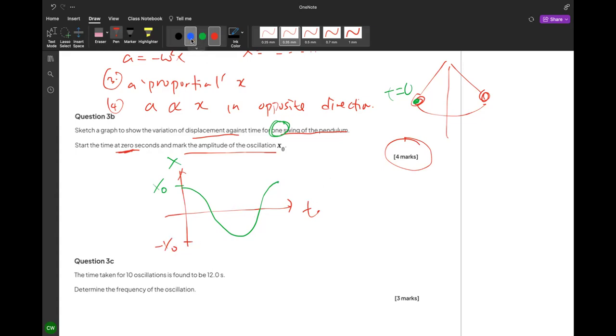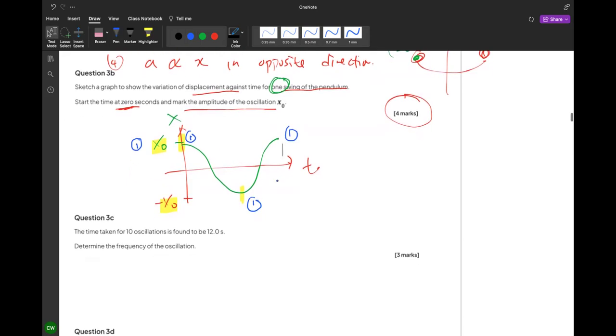Okay, if you remember to label these two, 1 mark for you. If you start from the highest point, 1 more mark for you. It shows that you go down to the lowest point, 1 more mark for you. And then one complete wave, 1 more mark. So altogether, 4 marks. 1 mark for the maximum amplitude, 1 mark for starting from this point, 1 mark for showing the lowest point, 1 mark for showing one complete wave. Any question? Do you understand?